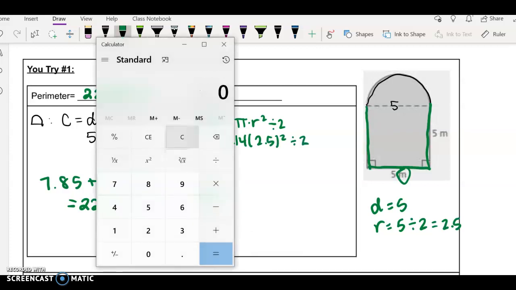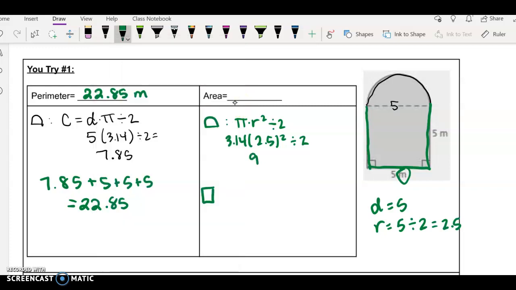So let's go to our calculator. We have 3.14, not 314, 3.14 times 2.5 squared divided by 2. And I get this number right here. So I got 9.8125.